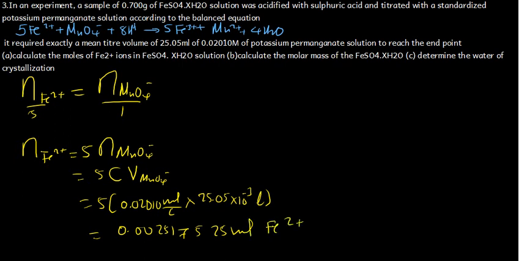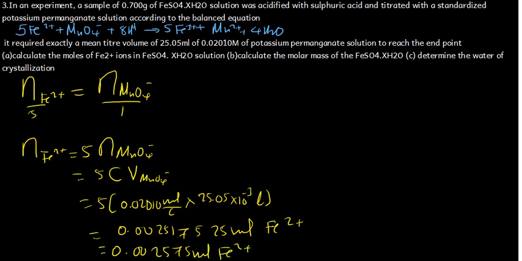To give our final answer, notice that what we used was in 4 significant figures, and this is also in 4 significant figures, so give it in 4 significant figures. That will be 0.002575 moles to 4 significant figures of iron 2+.